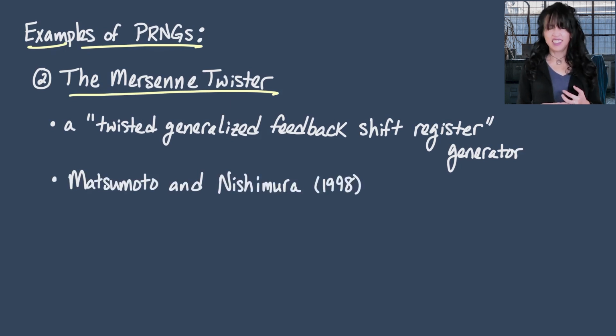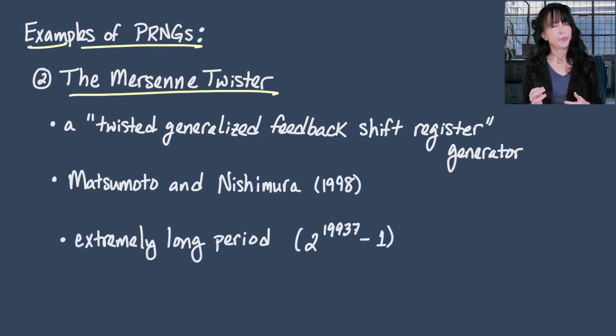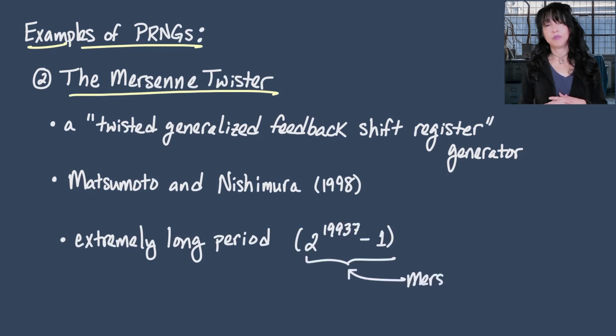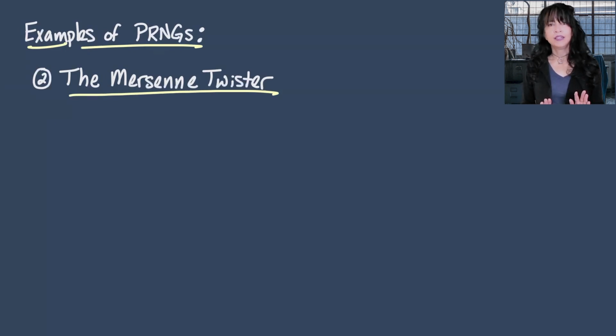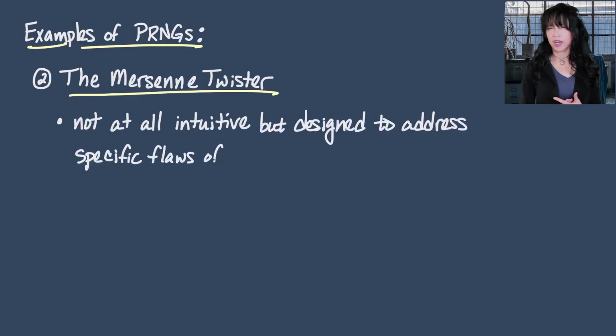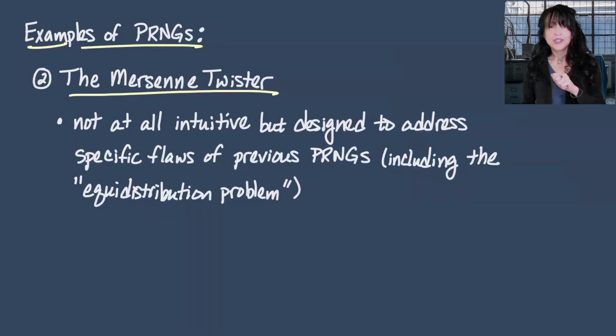It is fast and has an extremely long period before you start seeing repetition. The period is actually 2 to the 19,937 minus 1. You guessed it, this is a prime number, a Mersenne prime, hence the name Mersenne twister. In my opinion only, the Mersenne twister is not at all an intuitive algorithm. It is doing strange things, and they probably tried strange things to address specific flaws that existed in pseudo random number generators at the time in the mid-90s.